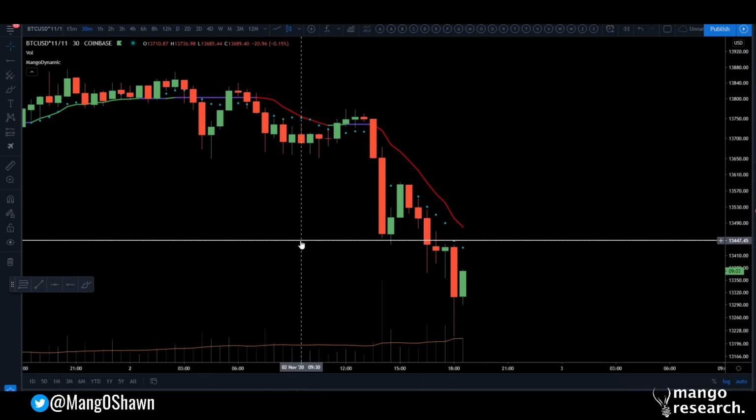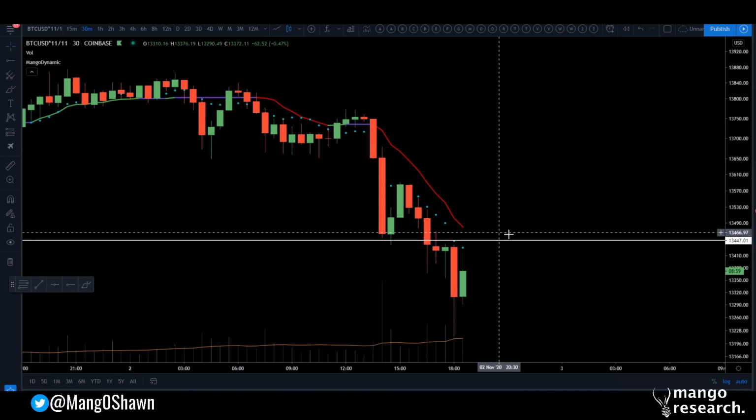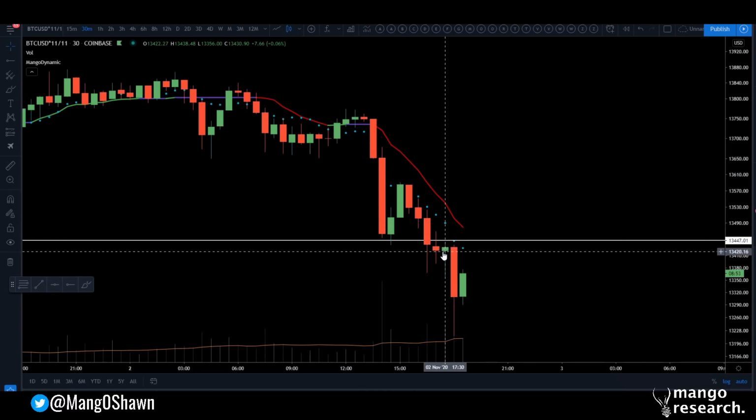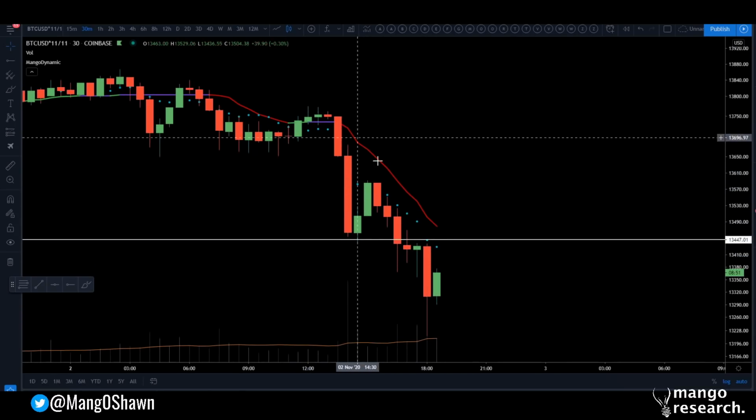And you guys can see right over here, this is the horizontal that we marked, right? This was the blue dot buy opportunity on the daily time frame right over here at 13,450. We came down onto it and bounced. Where did we bounce to? Well, we bounced to the blue dot on the 30-minute time frame.